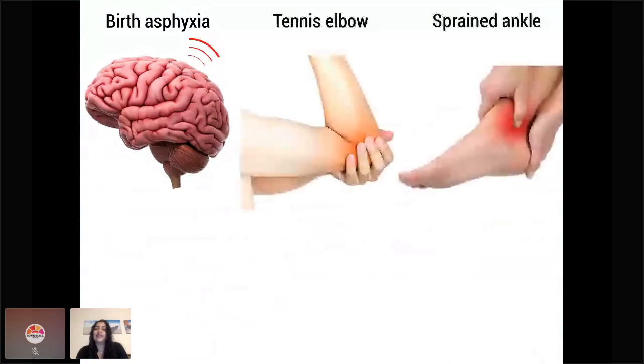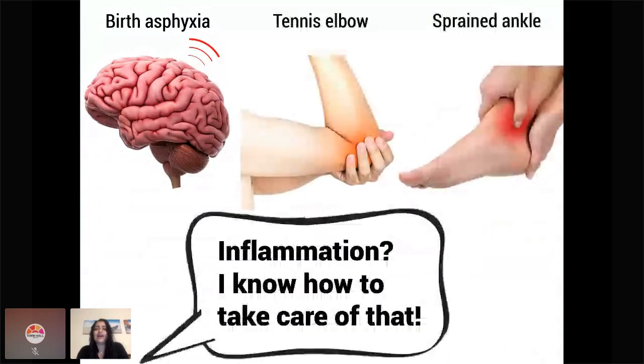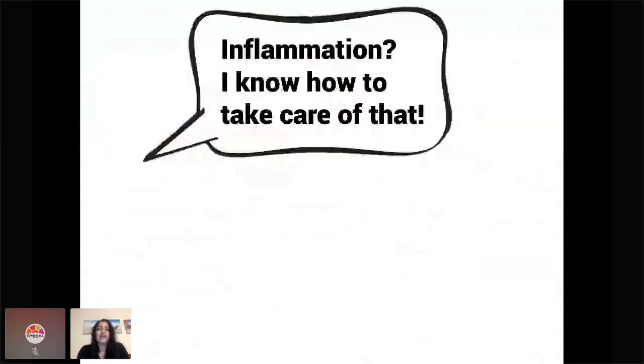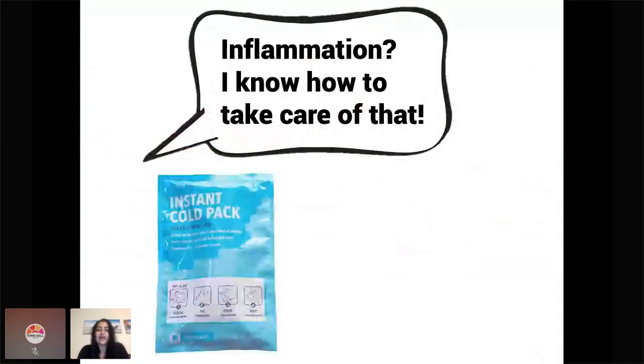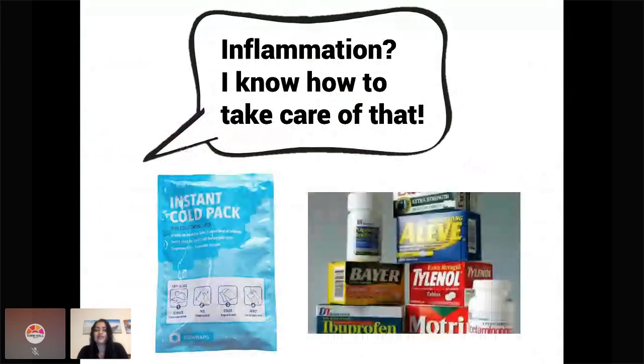While you might not be familiar with inflammation in the brain, I bet you're familiar with inflammation in other parts of your body. Because of that, you probably have some strategies, some tools in your toolbox to deal with it. If you've consulted your doctor or Dr. Google, you might be thinking of 2 right away: putting an ice pack on it or taking some anti-inflammatory medication like Advil, Tylenol, or aspirin. And actually, both of these strategies have been investigated for the treatment of birth asphyxia.